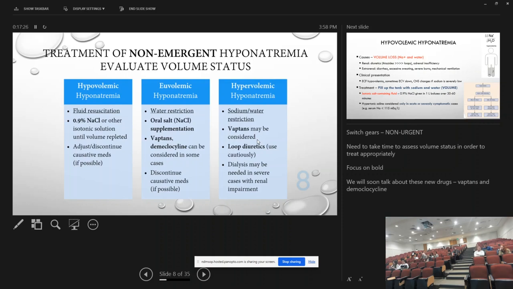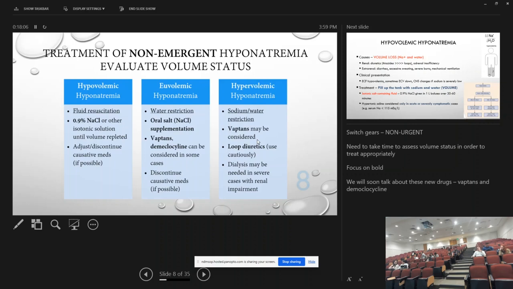In euvolemic, the volume status is normal, but the patient comes in as hyponatremic, so you're going to water restrict those patients. You don't want to administer water. Water restrict. Maybe you'll give salt tablets. That's not used that often anymore. Sometimes in neurology, they do that. You can use, Dr. Joshi mentioned the vaptans, conivaptan, tolvaptan, and demeclocycline. They can be considered in some of the cases. Again, identify and discontinue any causative meds.